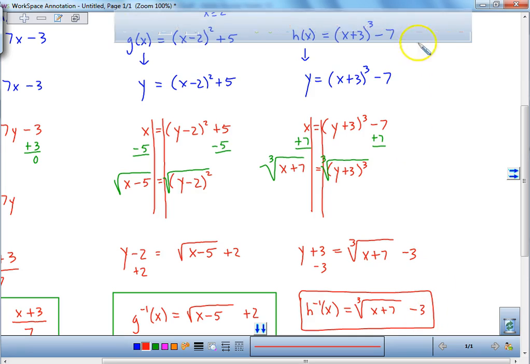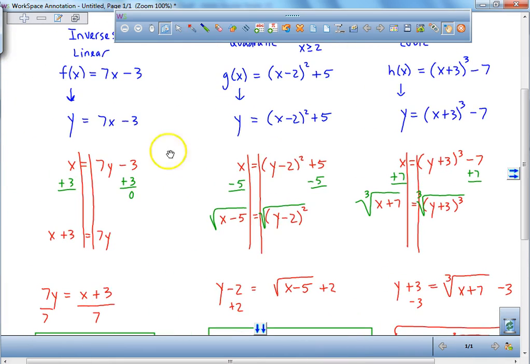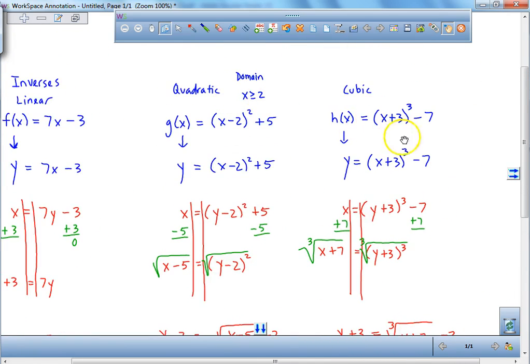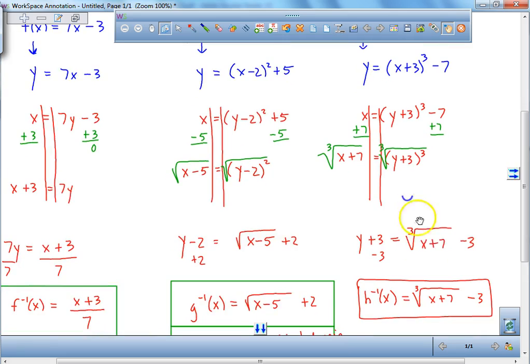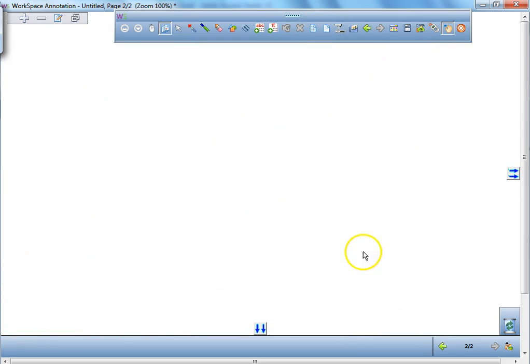All right? So on the quiz, you are going to have to find the inverse of a linear. You're going to have to find the inverse of a quadratic and an inverse of a cubic. So now you have examples for all of them. That took the longest. Now it's the fun stuff. It's the short, easy stuff. Okay, so we're just going to make it quick, short, and easy.